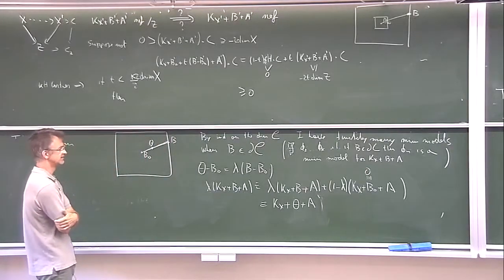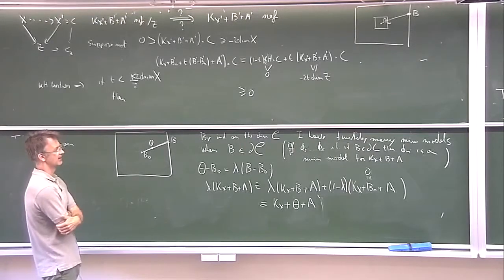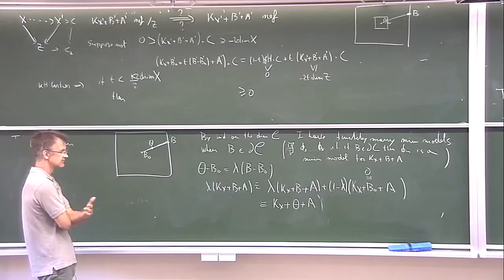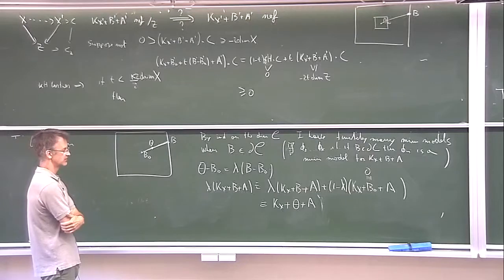And so that's the main idea behind why finiteness of models holds. You can then apply it to show termination of flips with scaling.